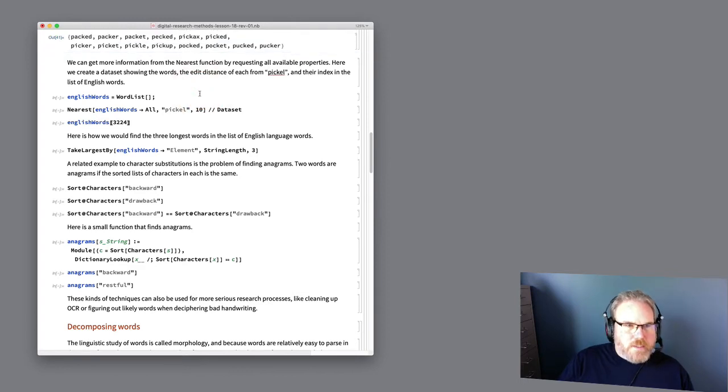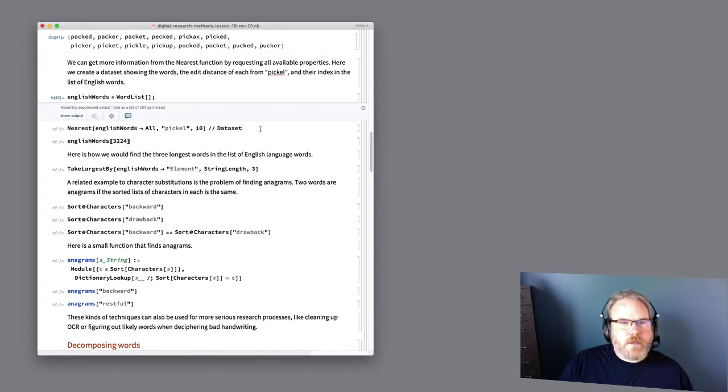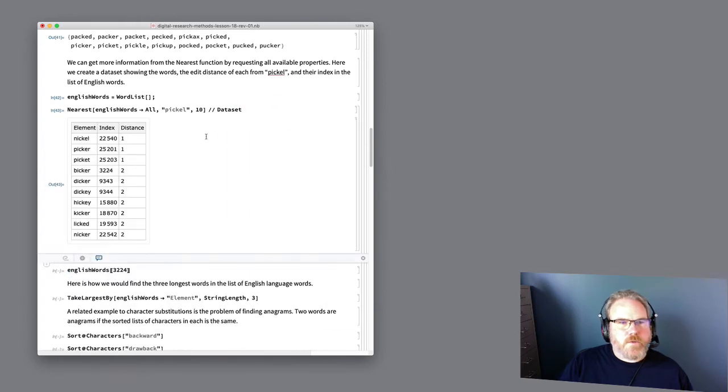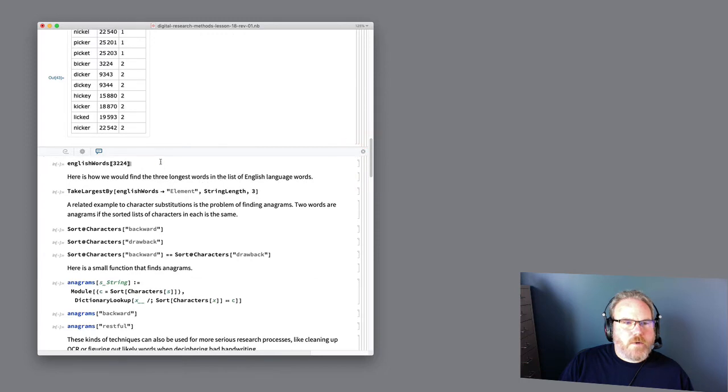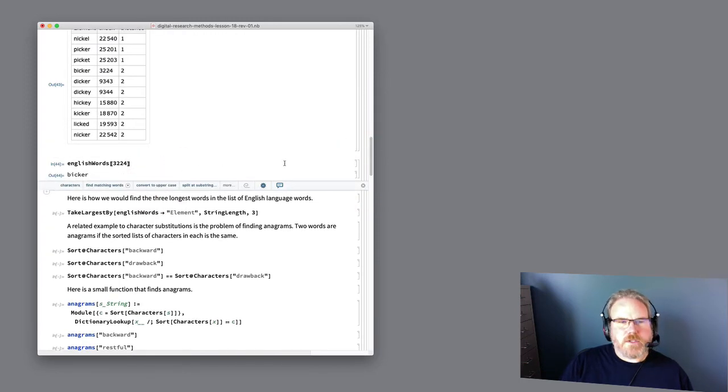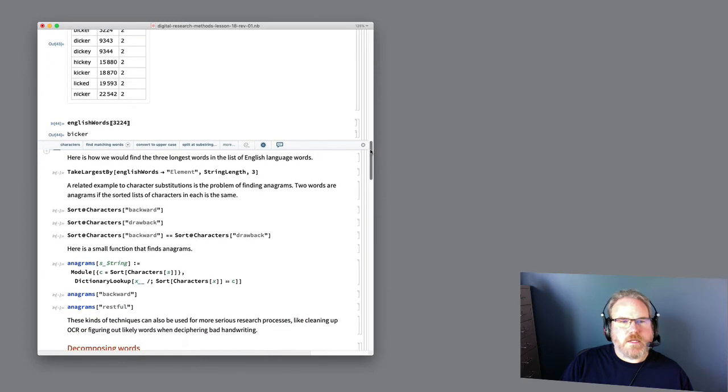Here I'm going to get a list of English words. We can get the nearest ones to pickle again, but now I'm putting the information in the form of a data set. Each one of these words has an index which tells us its position in this list. So the word Dicky, for example, is position 9344 in the list. We can look up a specific word like this. Bicker is the 3224th word in this list.